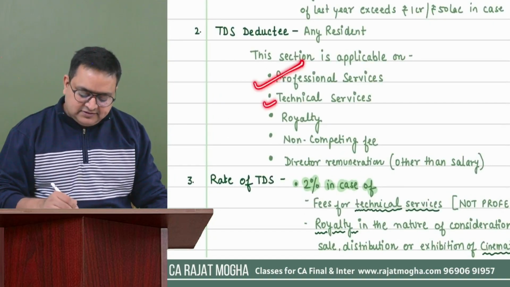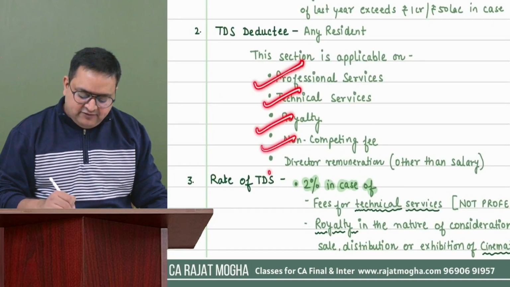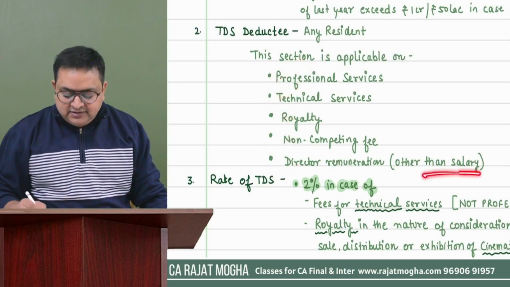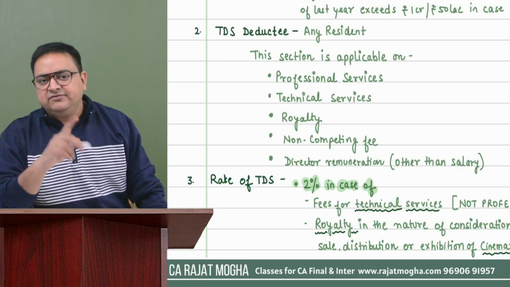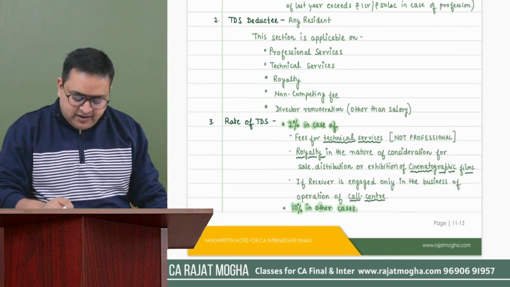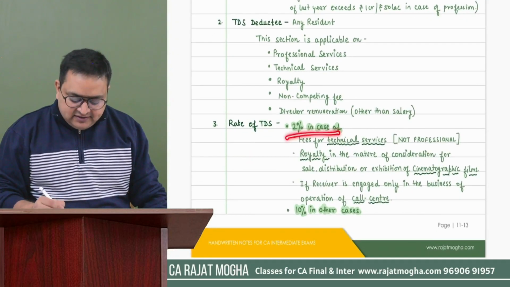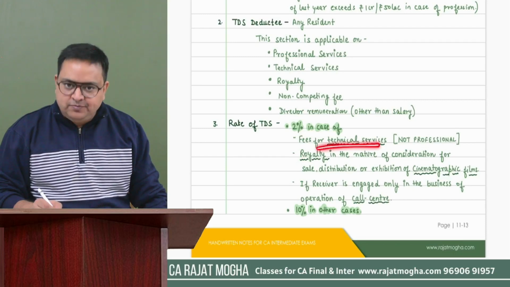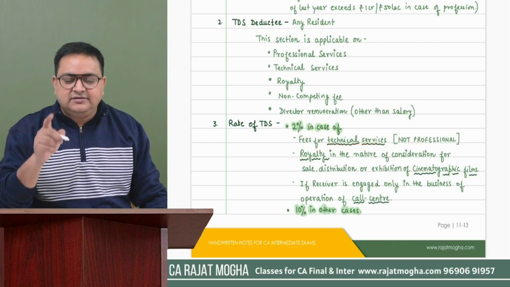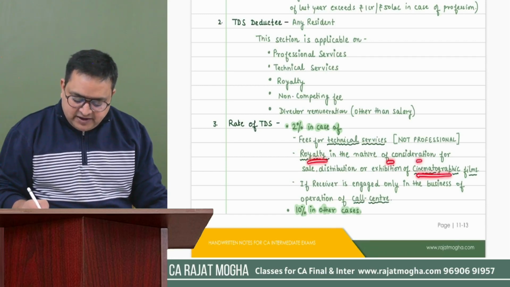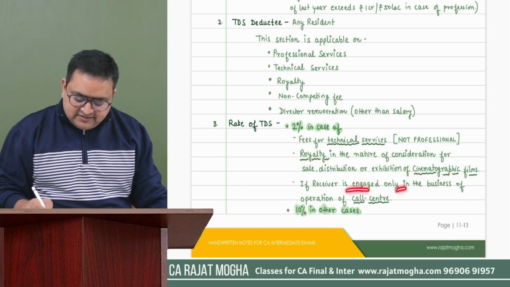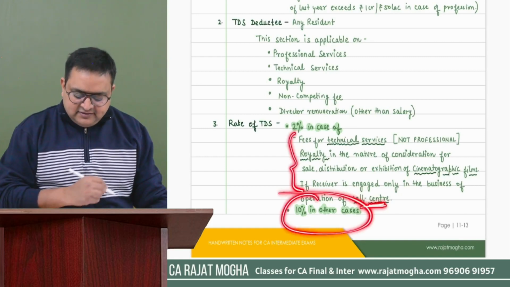For professional services, technical services, royalty, non-compete fees, or director remuneration other than salary. Why have I written other than salary? Because if this were salary, then section 192 will apply in that case. Rate of TDS is 2%. In case of technical services, it is 2%. Not for professional. Technical services, it is 2%. For royalty in the nature of consideration of cinematographic films, and if the receiver is engaged in the business of operation of a call center, then 2%. But in other cases, it is 10%.